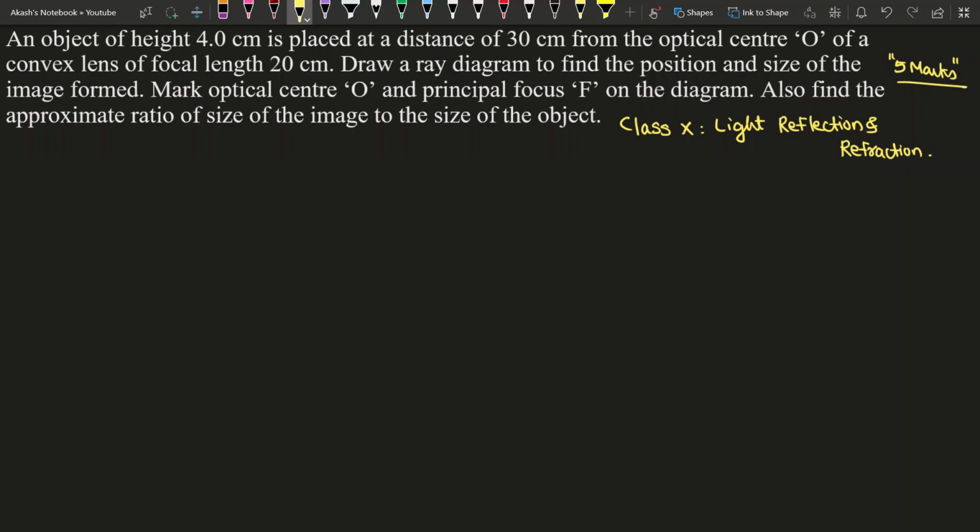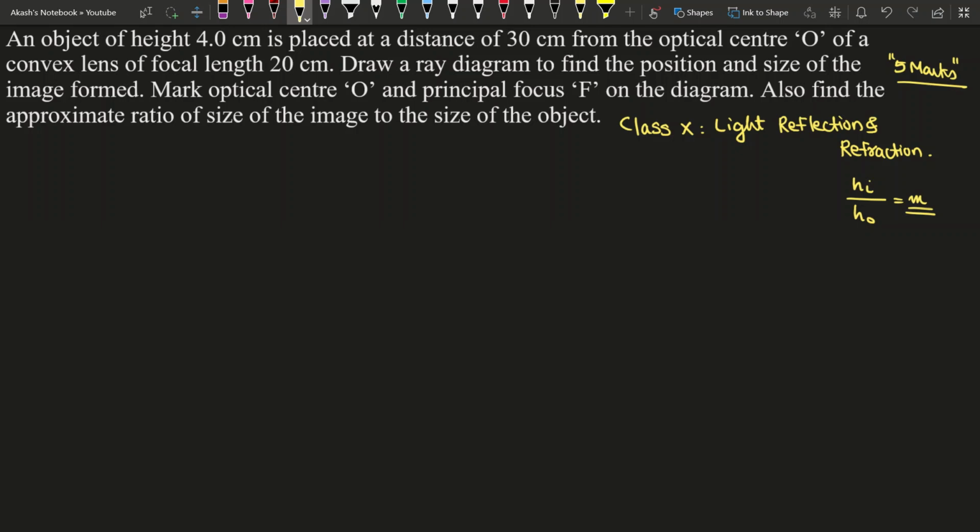An object of height 4 centimeter is placed at a distance of 30 centimeter from the optical center O of a convex lens of focal length 20 centimeter. Draw a ray diagram to find the position and the size of the image formed. Mark optical center, principal focus F on the diagram. Also find the approximate ratio of size of the image to the size of the object. That means they are asking you to calculate the ratio of height of the image to height of the object. This is nothing but the magnification.